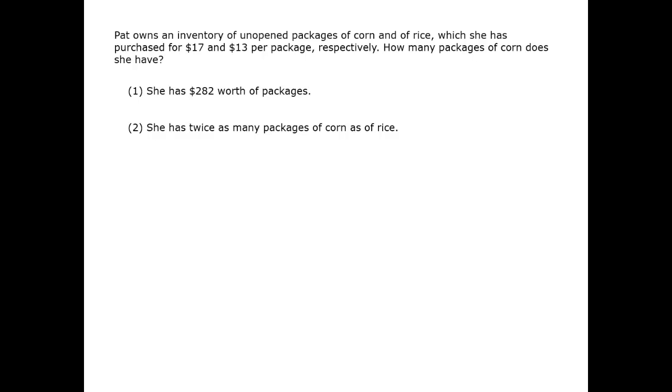This question is pretty standard word problem material. If C is the number of units of corn and R is the number of units of rice, then Pat earns a total of 17C plus 13R dollars, and the number of units combined is C plus R. We're looking for C. Let's move on to the data statements separately first.